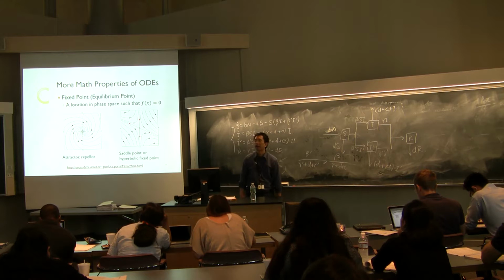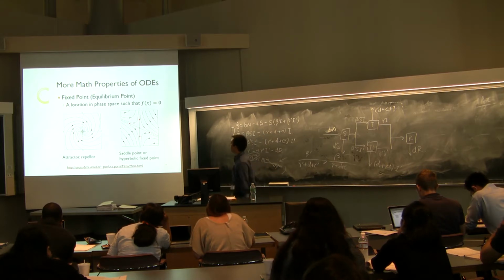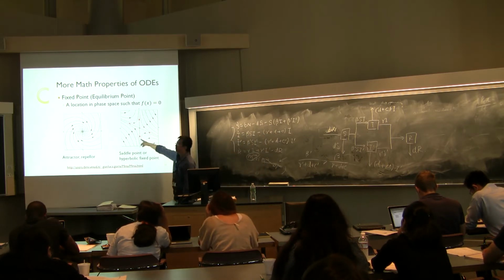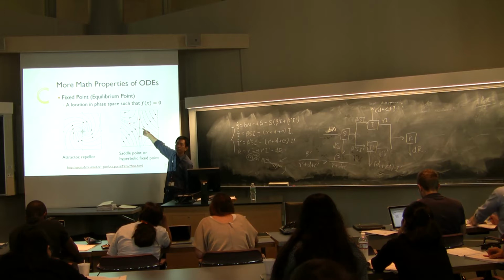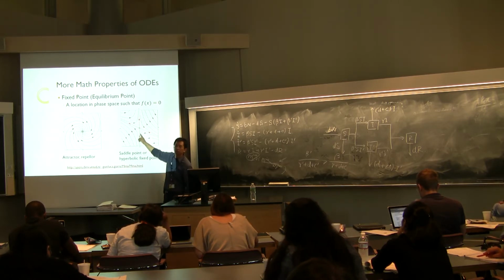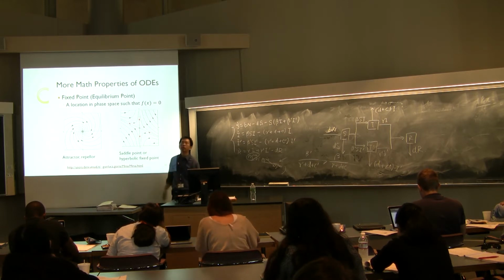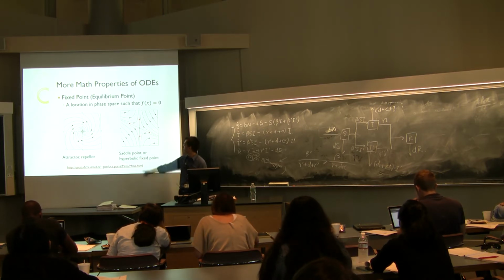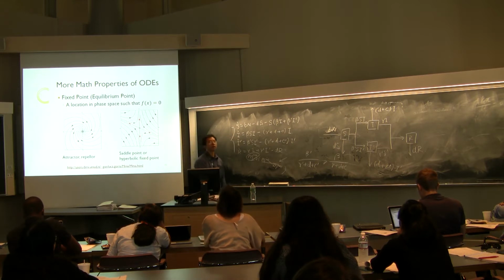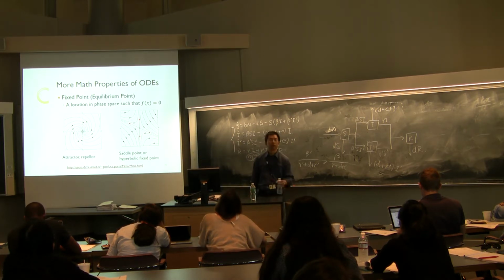Is that clear? Okay. Sometimes you will find a fixed point where along certain directions you will move towards this fixed point, but along other directions you will move away from it. This one is called a saddle point. It's not really an attractor, and it's also not a pure repeller. So this kind of thing is called a saddle point. It's possible, actually.